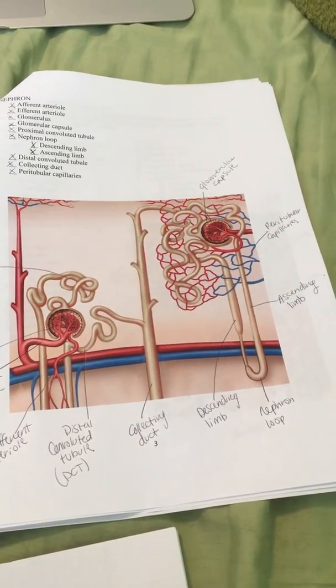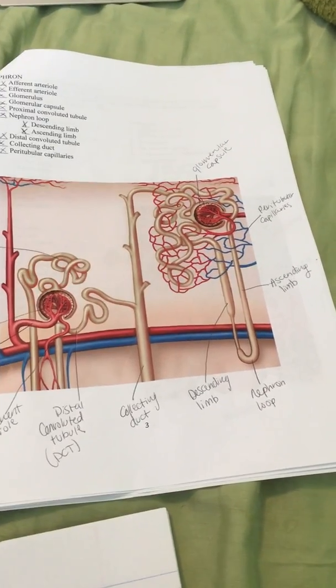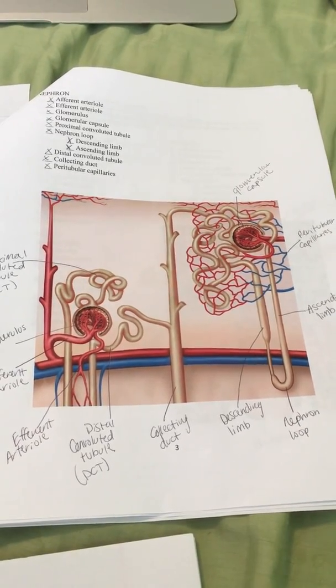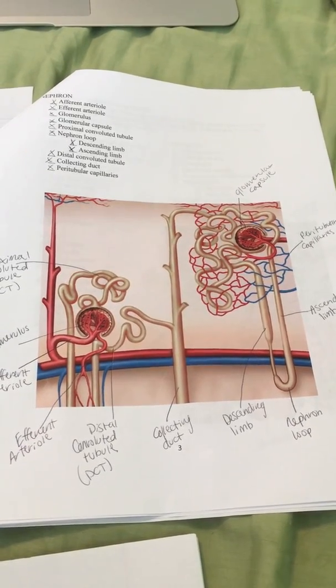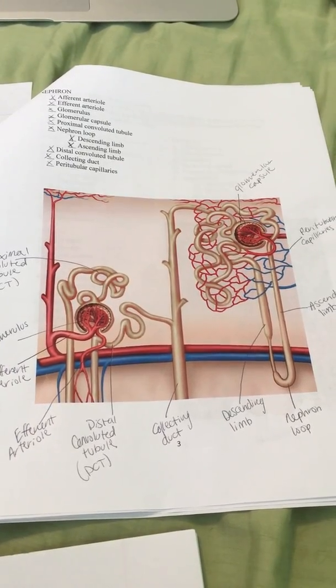Then the tubular secretion takes place, extracting chemicals from the blood and secreting them into the filtrate. Anything toxic or too big to be removed in the first process is removed by the tubular secretion.